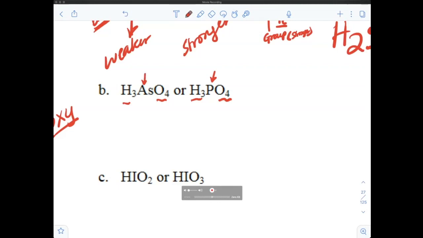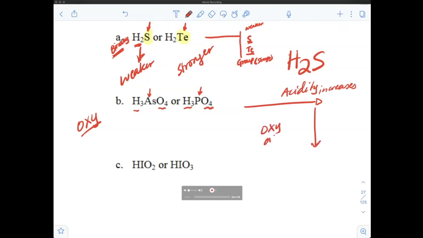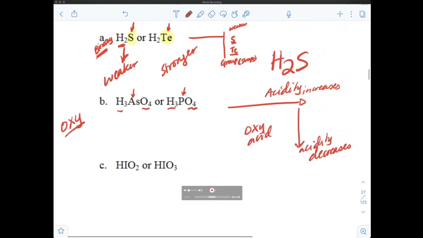But we're looking at oxy acids, and we know from oxy acids, when you go from left to right, acidity increases. When you go from top to bottom, well, this is with oxy acid, acidity decreases. Okay, so left to right, it increases, top to bottom decreases. Let's see. How are As and P related?